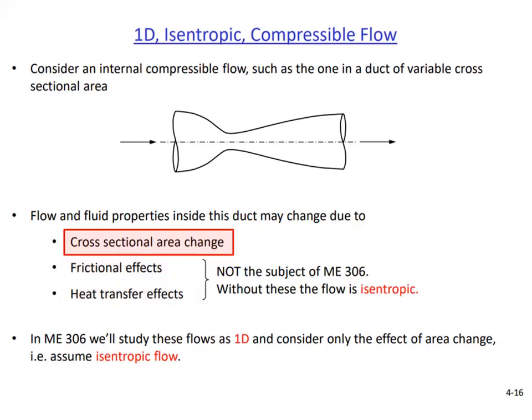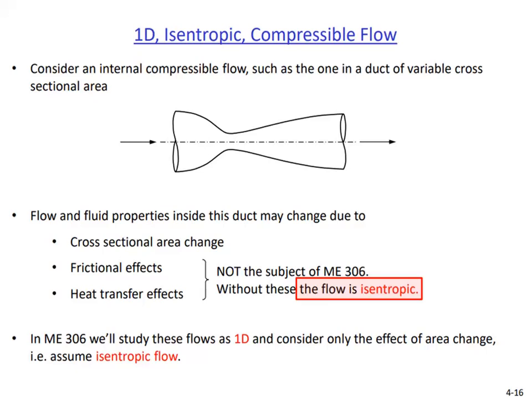If we neglect the last two of these and only consider the effect of the variable cross-sectional area, what we are left with becomes an isentropic flow. In such an idealized flow, entropy remains constant and the analysis simplifies. Although idealized, we can learn a lot by studying such a flow.